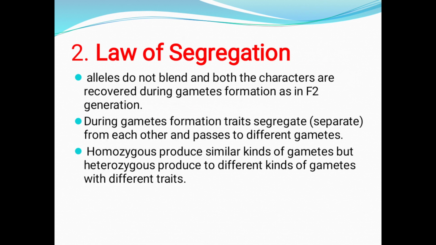He also gave another law, the second law, which is called the law of segregation. It states that alleles do not blend and both the characters are recovered during gamete formation as in F2 generation. During gamete formation, traits segregate or separate from each other and pass to different gametes. Homozygous produce similar kind of gametes, but heterozygous produce different types of gametes with different traits.